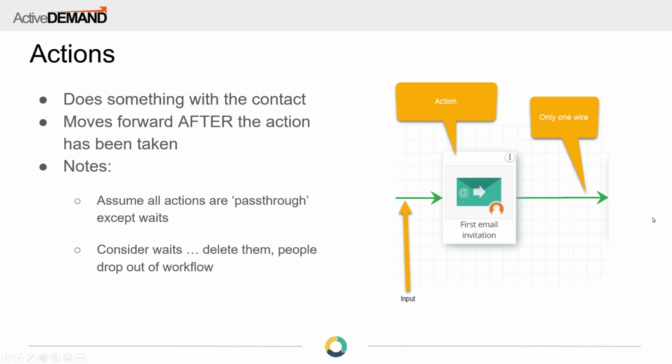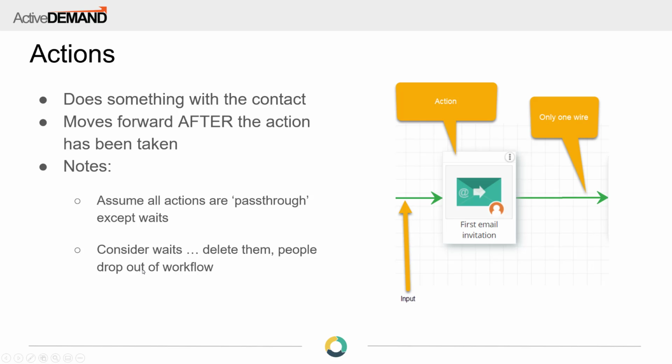The one exception to that is there's a special type of action that we call the wait action. It sounds a little bit odd that there's an action that's called wait, but really it is an action. You enter it, and then once it's done, it moves forward. But with the wait, the prospect stays at that action, waiting for the specific configured time to occur, which is the action we're taking on the contact. And then once that time has elapsed, they move forward.